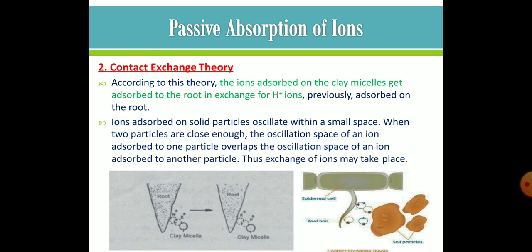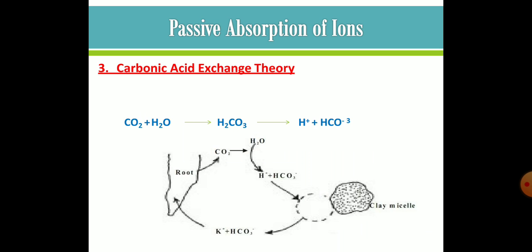The diagram is showing how K plus and H plus ions will be transferred. Ions adsorbed on the soil particles oscillate within a small space. When the two particles are close enough, the oscillation space of the ion adsorbed on one particle overlaps the oscillation space of the ion adsorbed on another particle. Thus exchange of ions may take place. Like this mechanism, from the soil to the root hairs, it will take place. This is one theory.